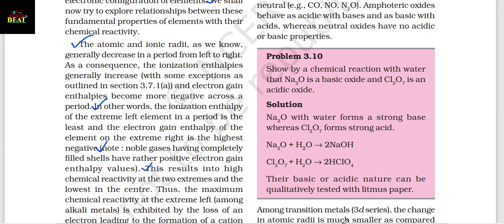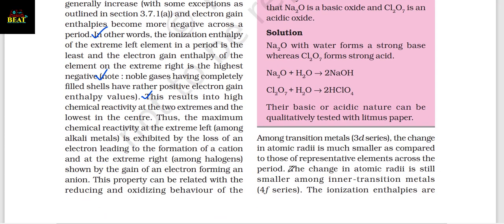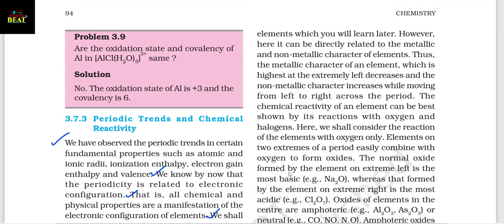This results in high chemical reactivity at the two extremes and the lowest in the center. Thus, the maximum chemical reactivity at the extreme left, among alkali metals, is exhibited by the loss of an electron, leading to the formation of a cation, and at the extreme right, among halogens, shown by the gain of an electron forming an anion. This property can be related to reducing and oxidizing behavior of the elements, which you will learn later. However, here it can be directly related to the metallic and non-metallic character of elements.